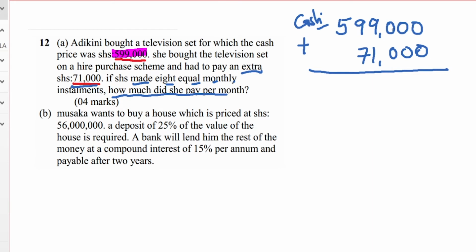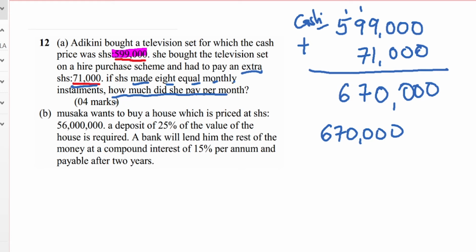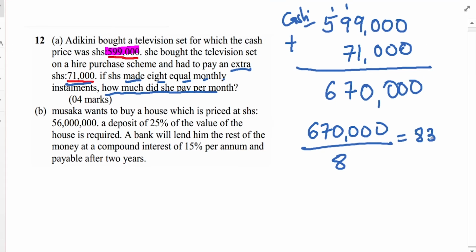So let's first calculate the total amount of the hire purchase. This is going to be, let's find it there, that's 9, 10, that is 17, 670,000, right? So the installments are going to be 670,000. The question says 8 equal monthly installments. So divide this by 8, and what do we have? We have 83,750. So this is what she pays per month for 8 months to be able to retrieve that television.